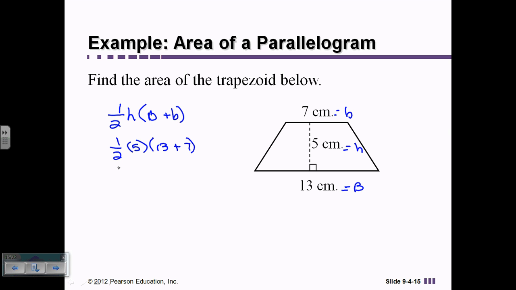Remember, order of operations tells us to do the parentheses first. So we're going to do 1/2 times 5 times 20. Oops, sorry, this is 1/2 of 5. Okay, so 1/2 of 5 is 2.5 times the 20 ends up with 50. And since we're talking about area, it's going to be centimeters squared.